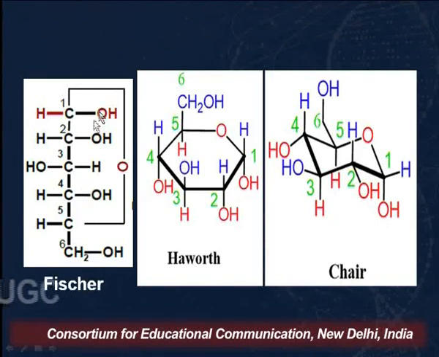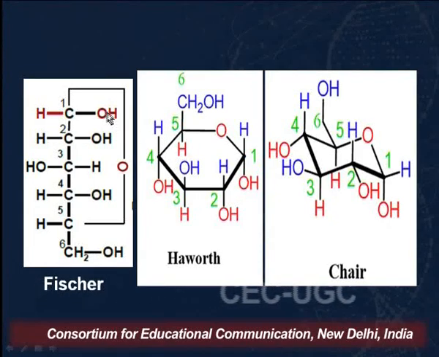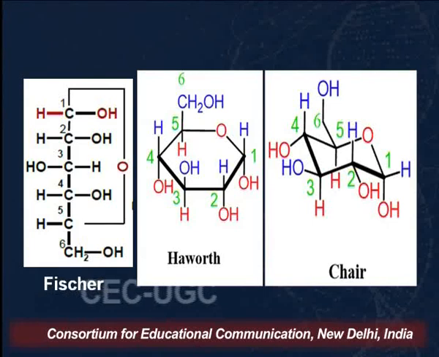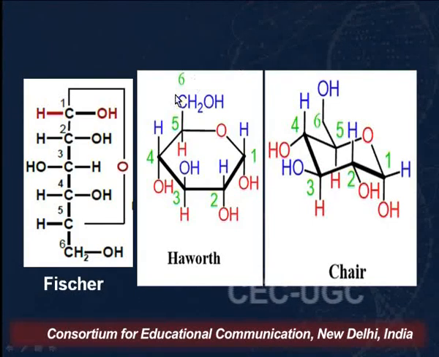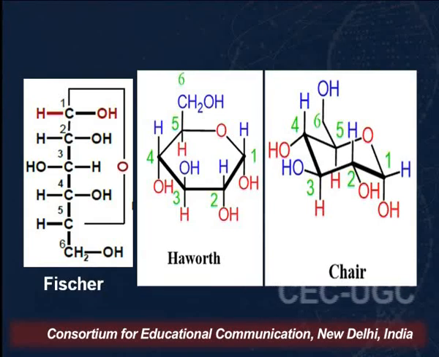Now how will we differentiate which is the alpha D glucose and which is the beta D glucose? As a result of cyclization, a new stereo center is generated, which is the first carbon. So the alpha and the beta forms of glucose will only differ in configuration at this first carbon. When we look at this first carbon, we find that in the alpha form, in Fischer's projection, this OH is on the right hand side.